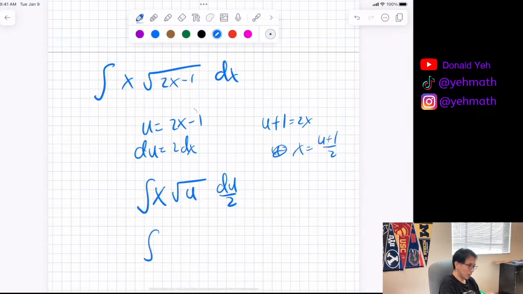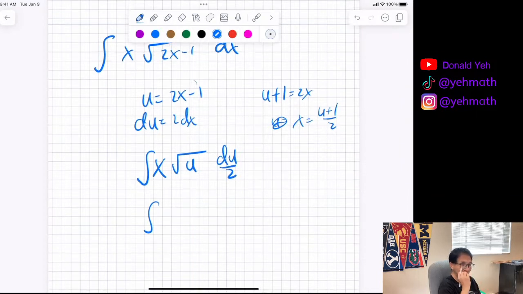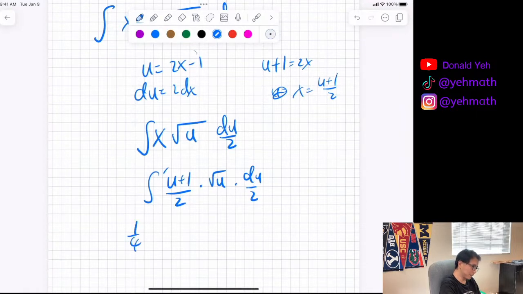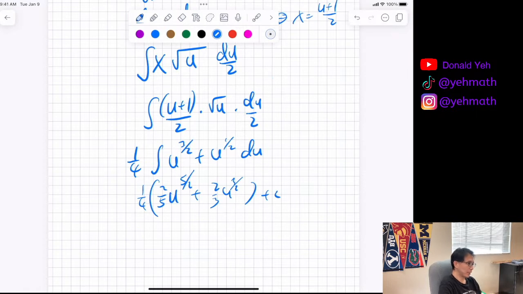Okay. So therefore, it's gonna be u plus 1 over 2 times square root u times du over 2. So I can move all of them outside. And that's going to be u to the 3 over 2 plus u to the 1/2, du over 4. Because c is not going to change.